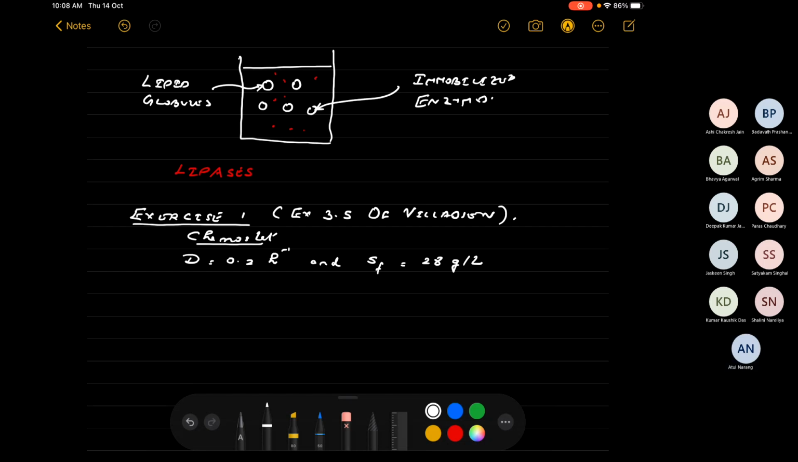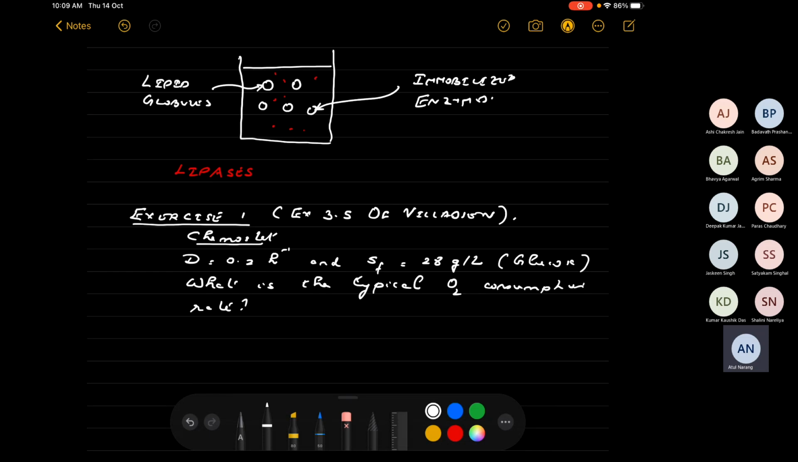So this is glucose, and the organism is healthy. This example is basically production of bioethanol. Now, the first point he wants to make is, what is the typical? The main thing he wants to get you familiar with is what is the typical oxygen consumption rate here? The feel for the magnitude of the number.